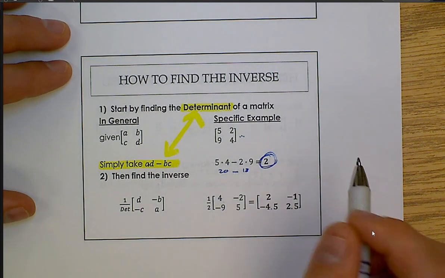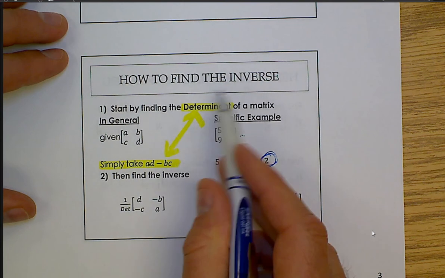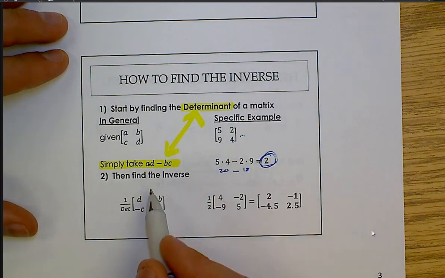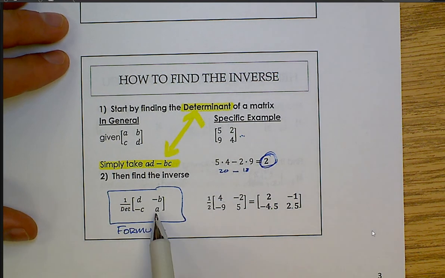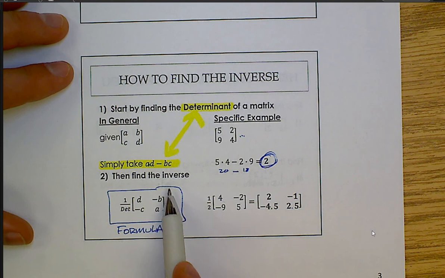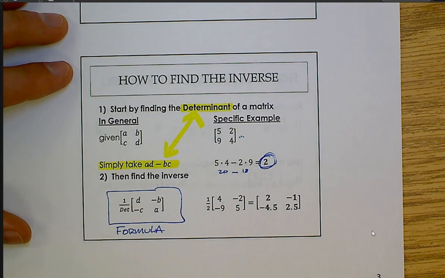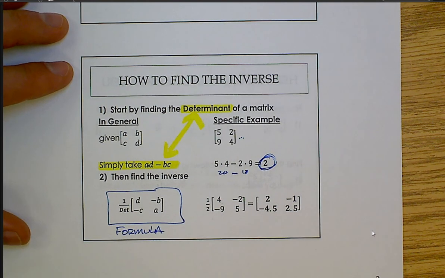Now, why is the determinant important? Well, step 2 in this process of finding the inverse matrix is right here. This is like a formula that you're going to have to memorize, okay? So this is what we use to find the inverse matrix of a 2 by 2. Now, I forgot to mention this at the top. We're only going to be dealing with 2 by 2 matrices right now. We can get into some larger matrices later, but for right now, you're going to simply be dealing with 2 by 2s. So you're going to want to commit this to memory right here.